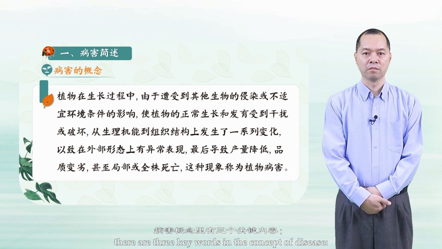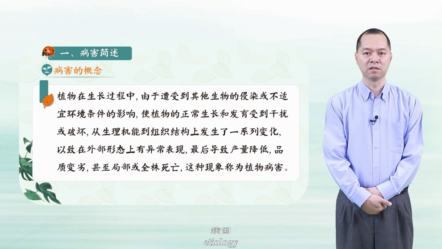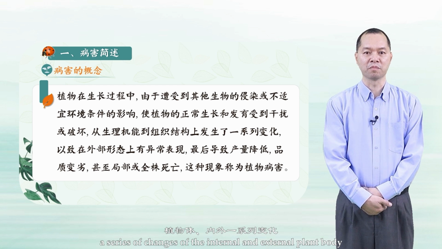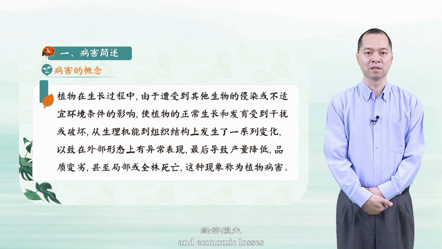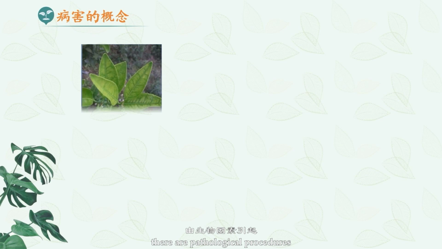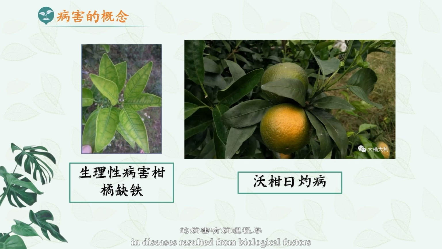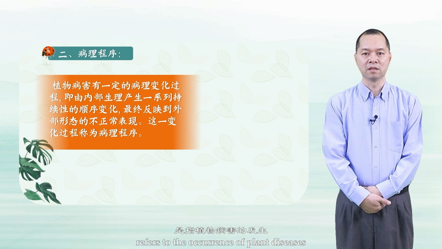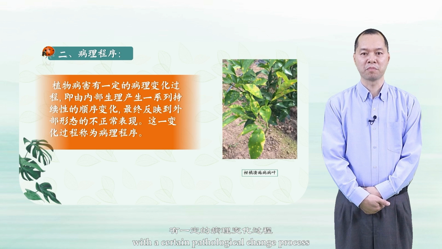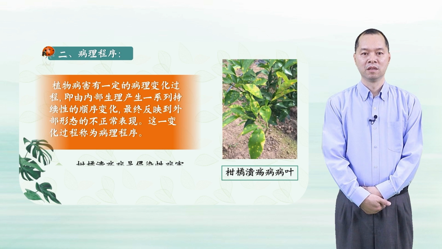Please note, there are three key words in the concept of disease: etiology, a series of changes of the internal and external plant body, and economic losses. There are pathological procedures in diseases resulted from biological factors, while there are no pathological procedures in diseases caused by non-biological factors.